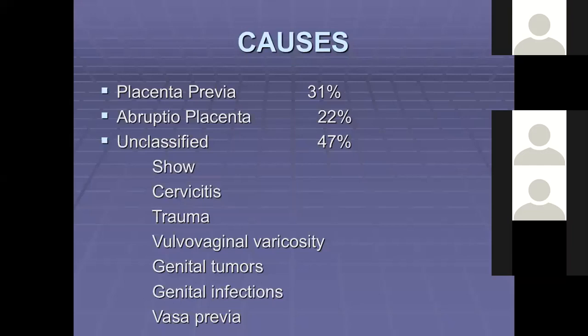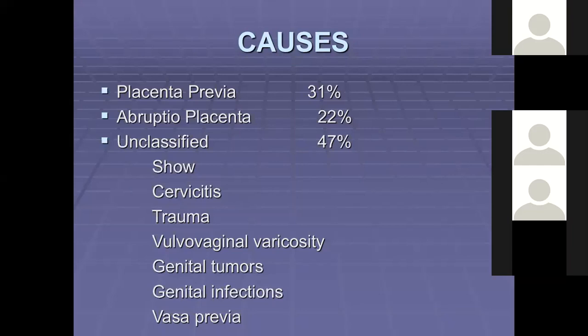APH, antepartum hemorrhage, during the pregnancy. Out of 100%, 31% is because of placenta previa, 22% because of abruption placenta, and 47% because of some unclassified reasons like show, cervicitis, trauma, vulvovaginal varicosity, genital tumors, and some genital infection, which may cause the APH, and vasa previa.